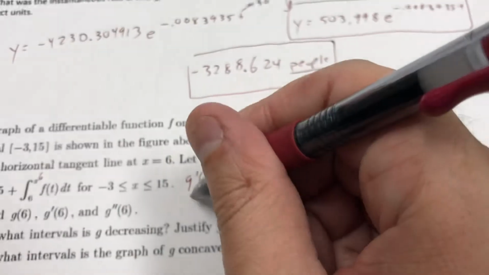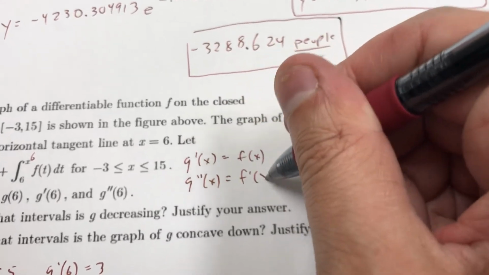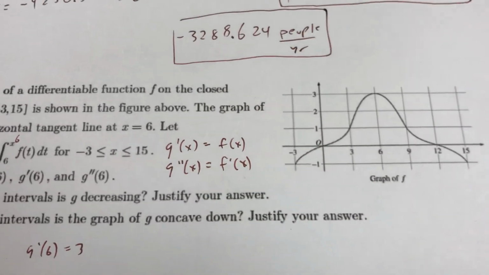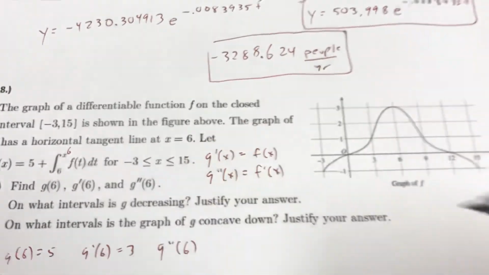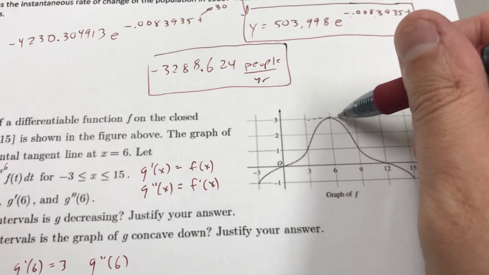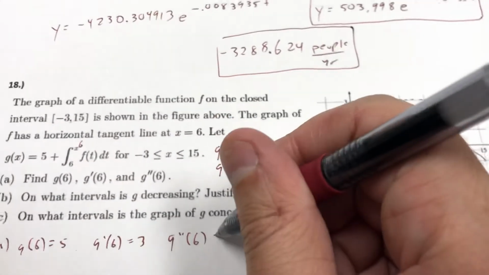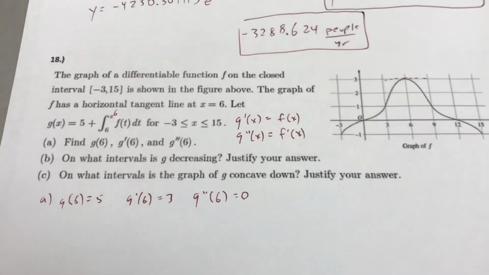Okay? And then g double prime, that would be the derivative of f, which is f prime, which means we're looking at the slope of f in a particular place. So if I'm looking for g double prime of 6, we're looking for the slope at 6, and it says there's a horizontal tangent there, so that means that the slope there is 0. So f prime, which is the same thing as g double prime, is going to be 0.